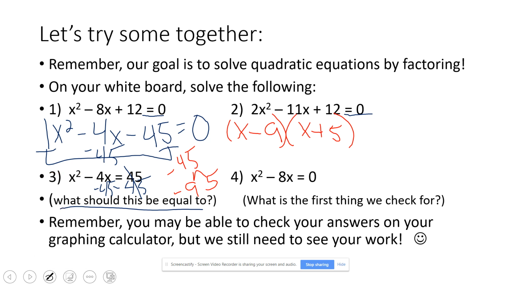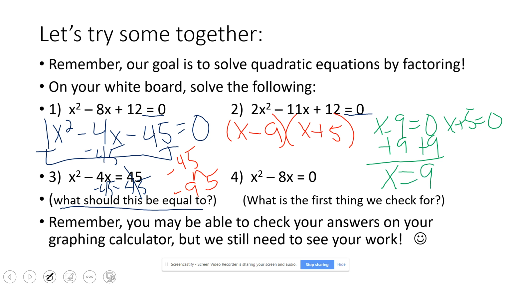That's factored form. To solve it, you set each of those equal to 0 and solve for x. So on the left, I'm going to add 9 to both sides, and I get x is equal to 9. And then on the right, I'm subtracting 5 from both sides, and we get x is equal to negative 5. So 9 and negative 5 are our two x-intercepts, the zeros, roots, or solutions.